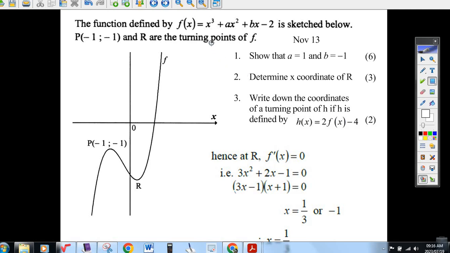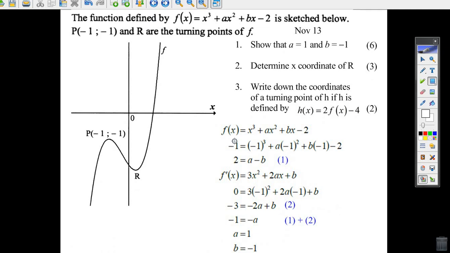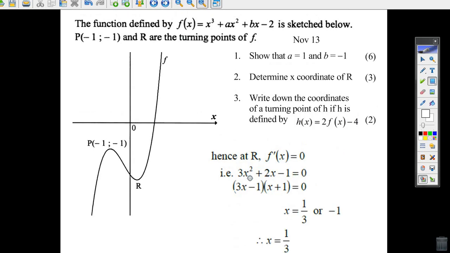So we take the derivative. We know from back here that now this a is 1 and this b is -1. So that's your function. Just take the derivative. It's 3x squared plus 2x minus 1. We want to make it equal 0.